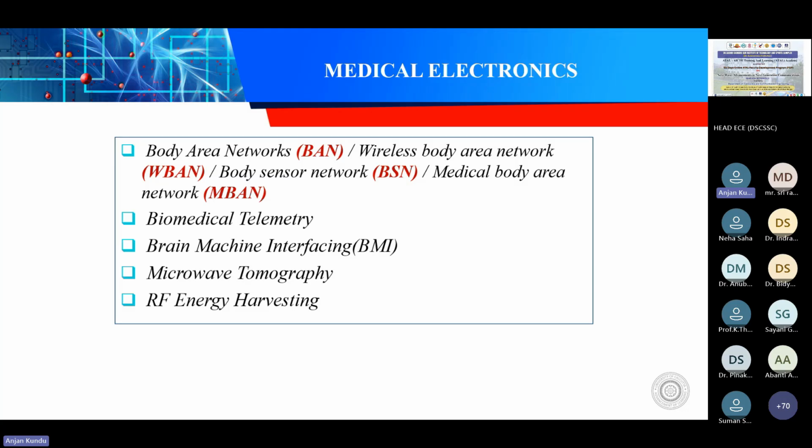One is the body area network, also mentioned as WBAN. If that body area network is placed wirelessly, then it will be a WBAN. If the network is sensor based, then it will be known as BSN, the body sensor network. And BAN and WBAN, if the sensor network is medical electronics related, then it will be more specifically known as MBAN, or the medical body area network. I will come in my later slides to explain those terms, BAN, WBAN, BSN, all such things.